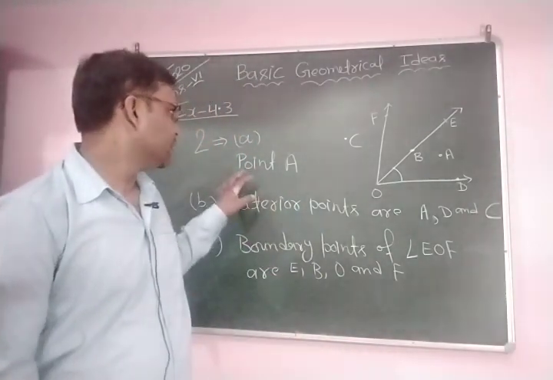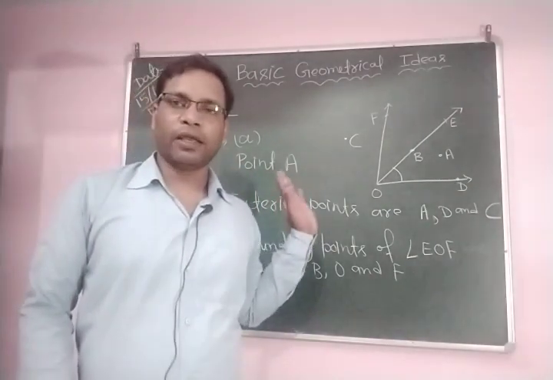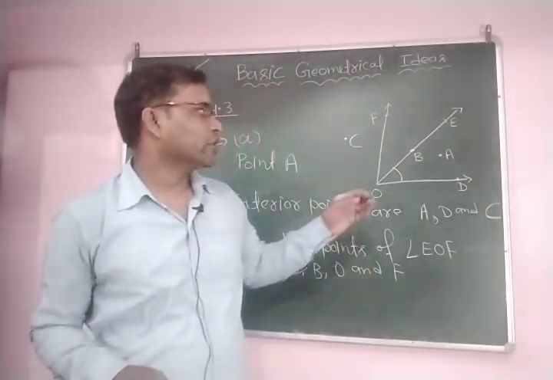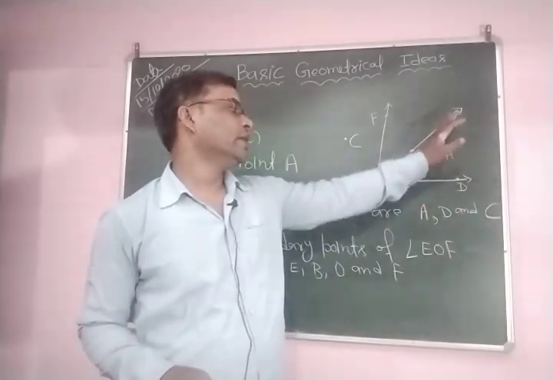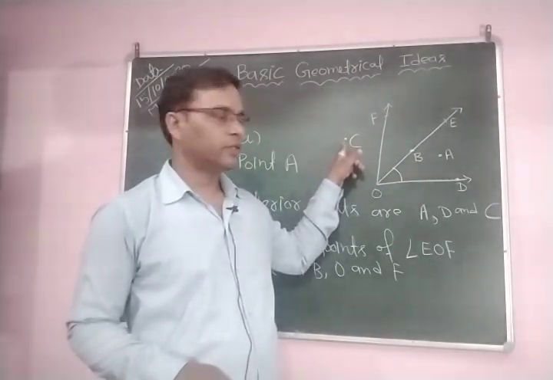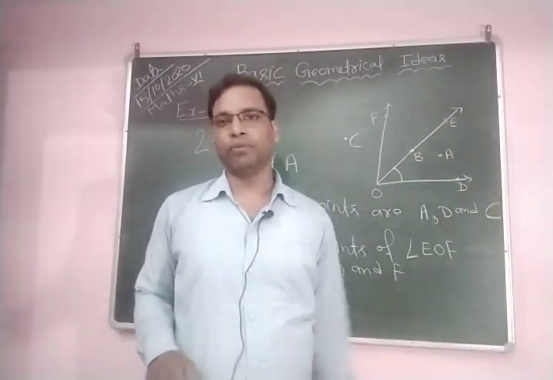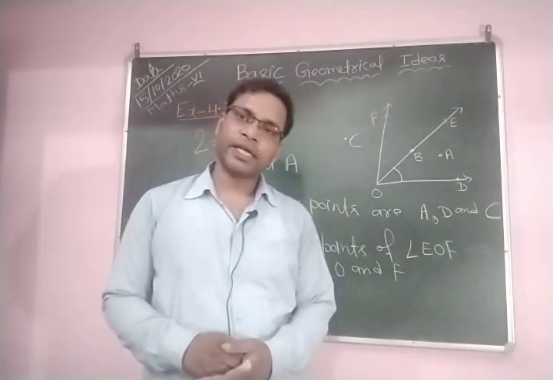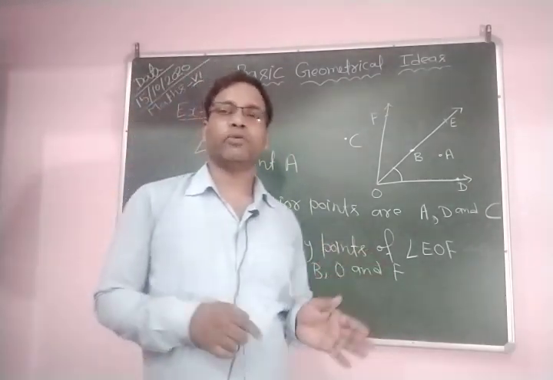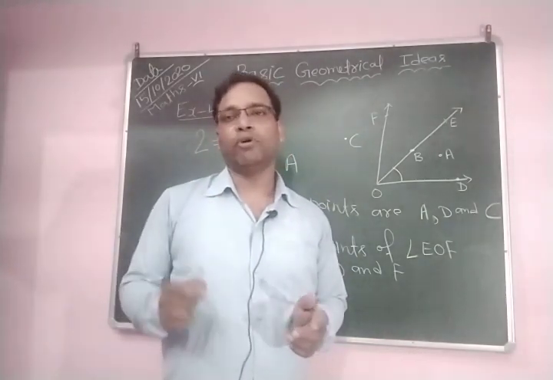In this way we complete exercise 4.3 question number 2. I think all of you understood what an exterior point, an interior point, and a boundary point are. If you are talking about angle DOE, A is an interior point and C is an exterior point. And the boundary points are D, O, B, E. All those points which lie inside are called interior points, all those points which lie outside of the angle are called exterior points, and all those points which lie on the lines are called boundary points.